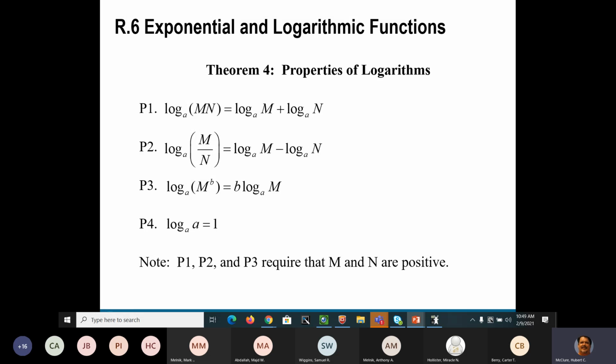And you can't take the log of a negative number also. See here? M and N have to be positive. You can't take the log of a negative number.